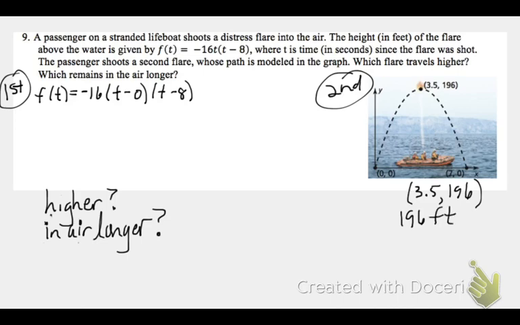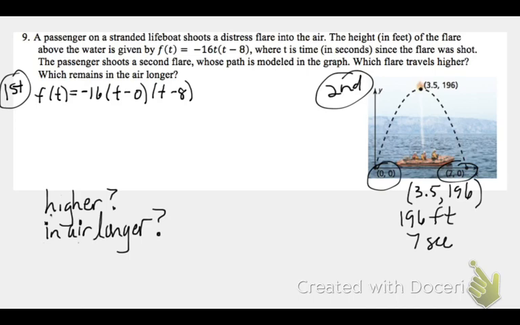We can also tell how long the flare was in the air just by looking at the intercepts. Because you see it's shot at (0, 0), and then lands after 7 seconds.